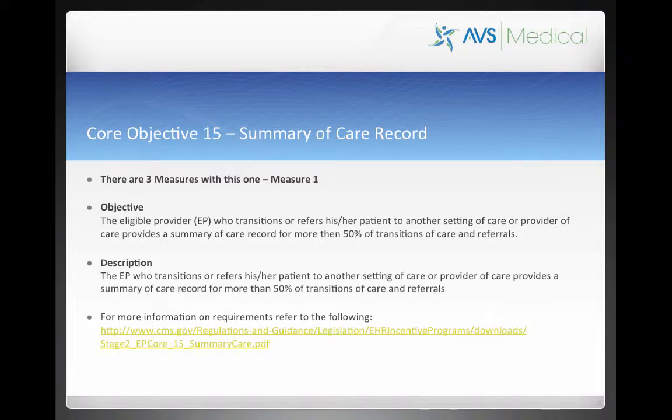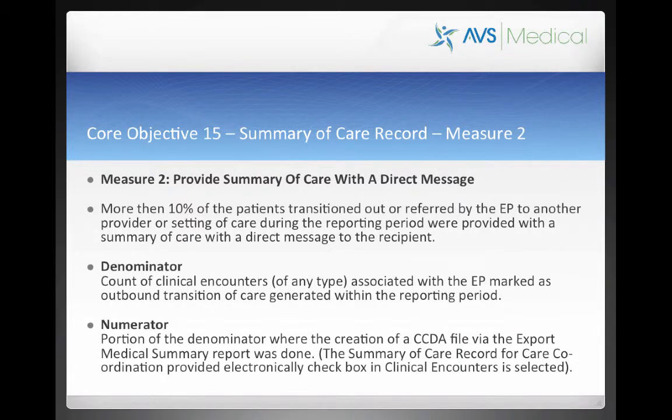Let me change the slide and go to the second one. Measure 2 for this objective is that for more than 10% of those patients that you are transitioning, you provide that summary of care with a direct message to the recipient. And the operative words there are direct message. Direct messaging is something new for many of you. It can best be thought of as a secure email between you and another provider.